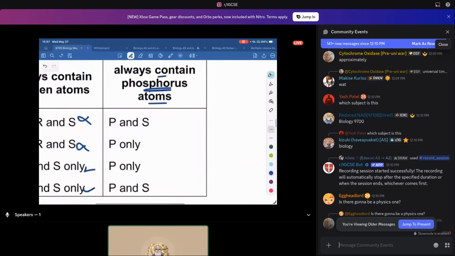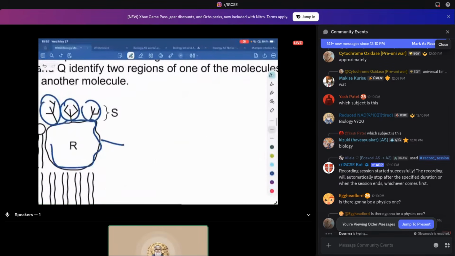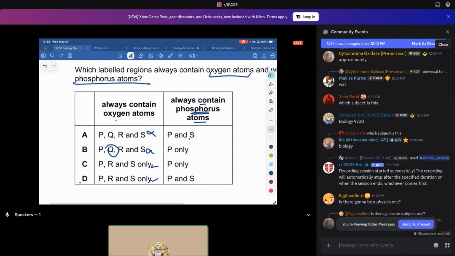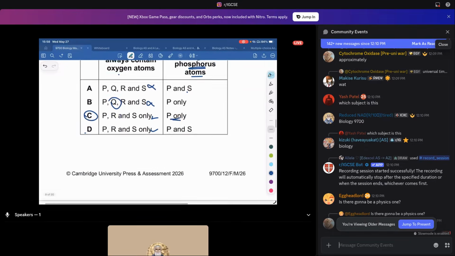Always contains phosphorus atoms. Now the difference here is whether it's P and S or P only. So let's look at S. S is a carbohydrate chain. Carbohydrates: carbo, carbon; hydro, hydrogen; 'ate', oxygen, same reason as phosphates. So they have carbon, hydrogen, and oxygen. End of discussion. So they do not contain phosphorus. So the answer is P only. The answer is therefore C.